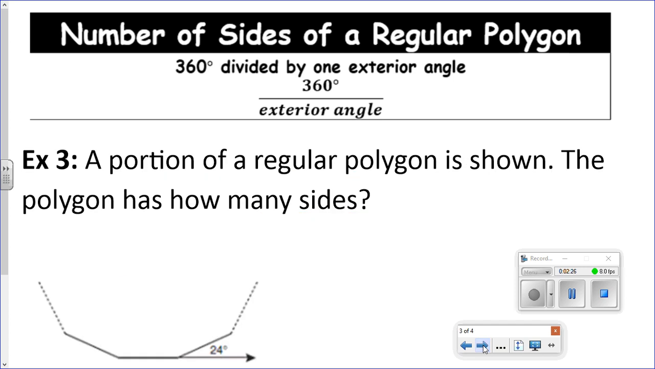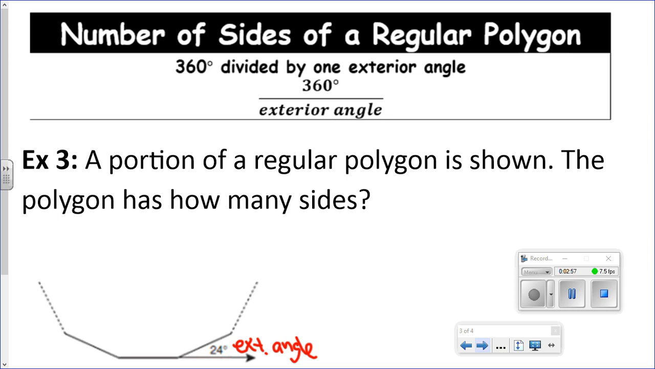Okay, let's look at example 3. Example 3 says a portion of a regular polygon is shown. The polygon has how many sides? So if you look at this picture below, I gave you part of the polygon and I gave you an exterior angle. Say this is an exterior angle. Okay? And we really want to know, if I had to complete the figure, how many sides you have.